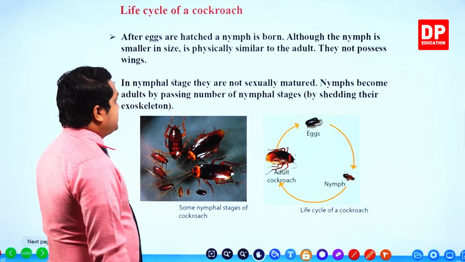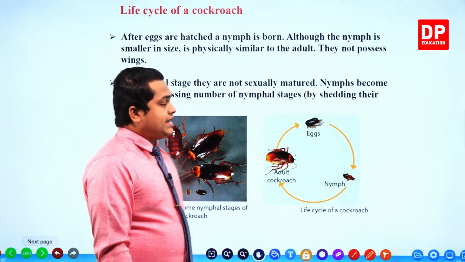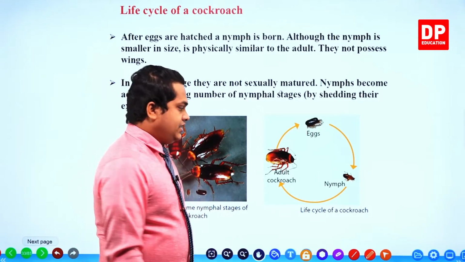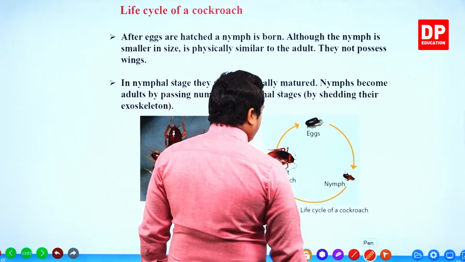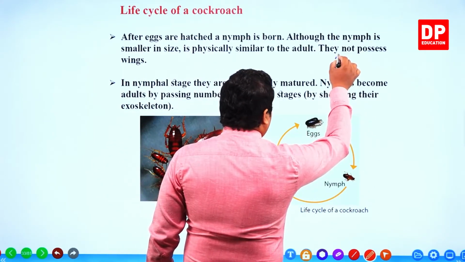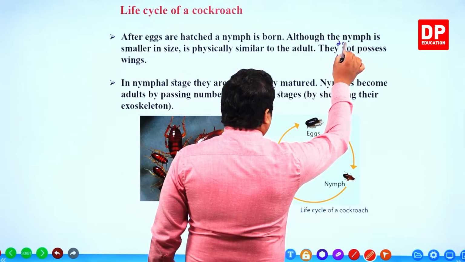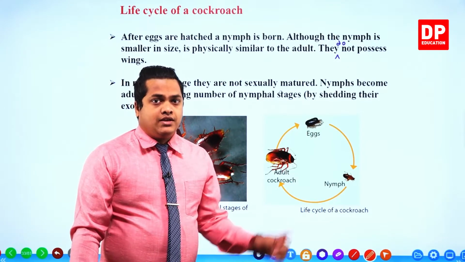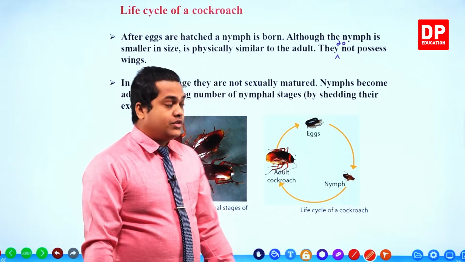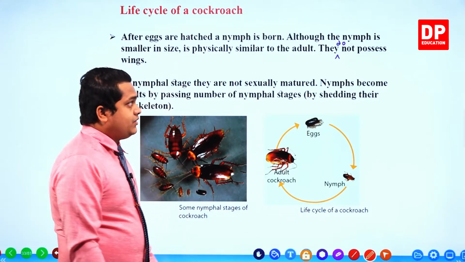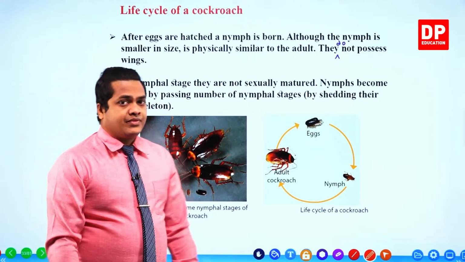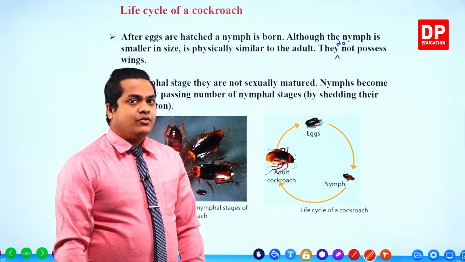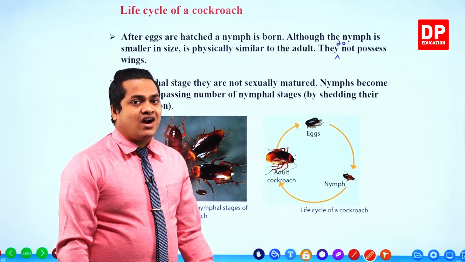They do not possess wings, right? Actually here we need to add "do". They do not possess wings. In your textbook there is a small error, and the same thing can be observed in your textbook, so I'll mention the "do" here. So they do not possess wings. These nymphs do not possess wings, which means they can't fly.